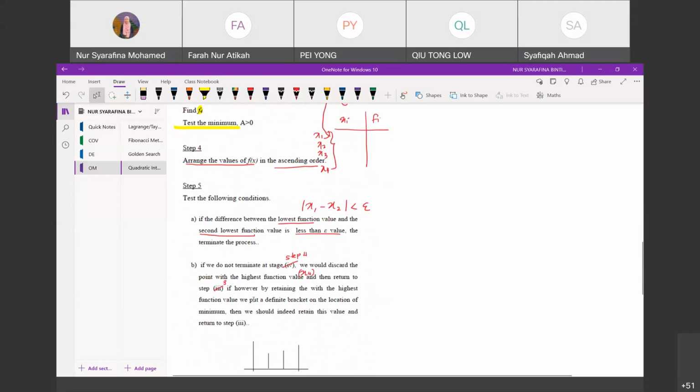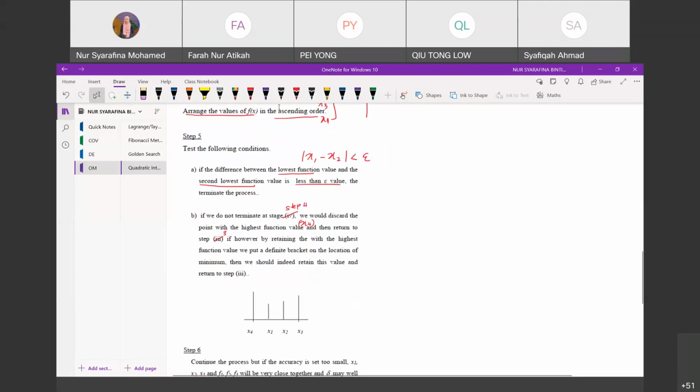Okay. If, however, by retaining the value of the highest function, we need to put a definite bracket on the location of the minimum, then we should indeed retain the value and return to step 3. So this is the case if you don't want to discard the highest function. You can do it, but usually it is advisable to discard. Theoretically we can do it, but you need to put a definite bracket on the location of the minimum.